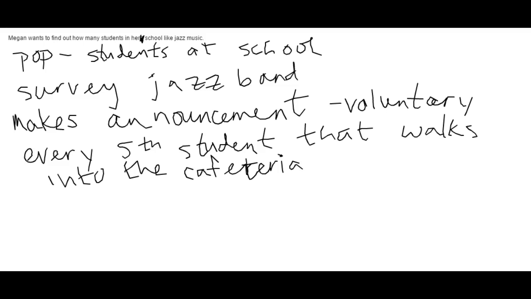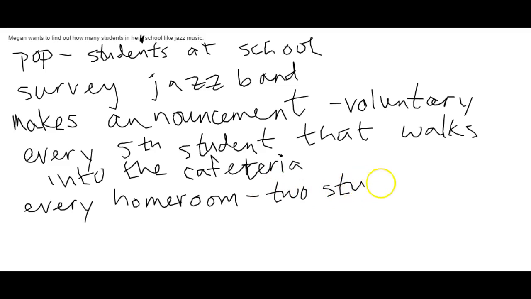It's a great one for like a store. If they want to know about their customers and they survey every 5th customer, that's a great one because it's people coming to buy stuff at their store. The last one would maybe to survey every homeroom and pick 2 students at random. This is a great way to collect data, covers every possible person in the school, and it's a random sample.